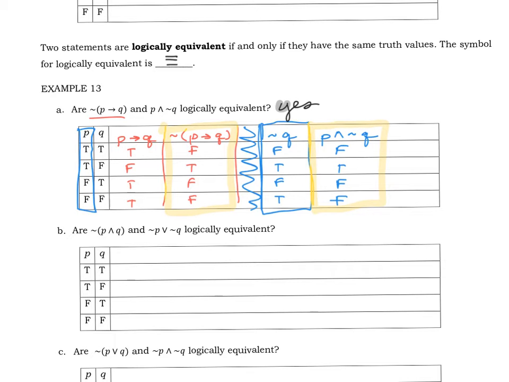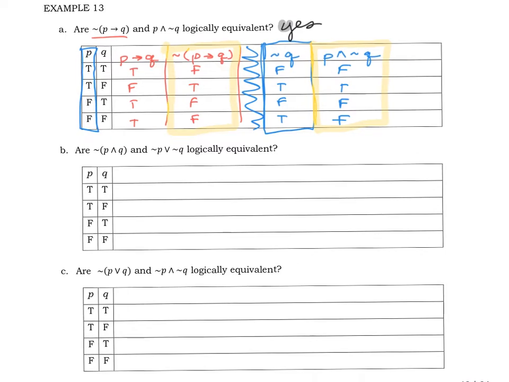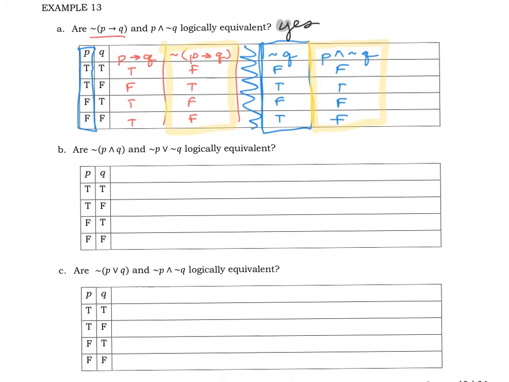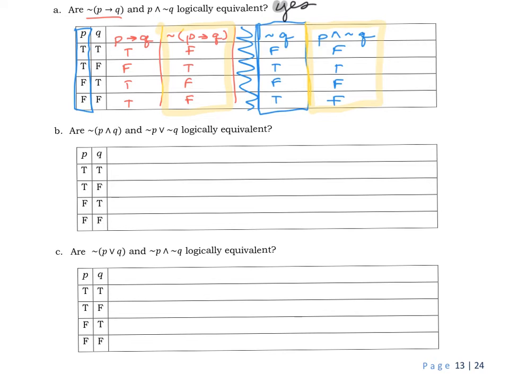All right, let's look at example B. Oh, I want to point out that on 13A, that was our negation of a conditional. So we are basically proving what we had talked about before. And for B and C, we are going to prove De Morgan's law. Okay? So we need to figure out whether or not this statement is logically equivalent to this statement.